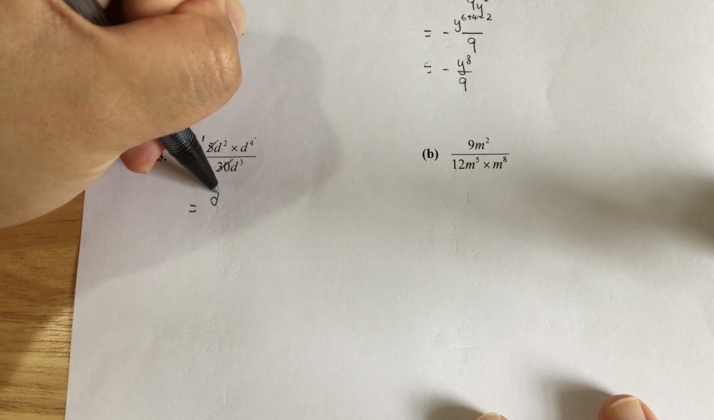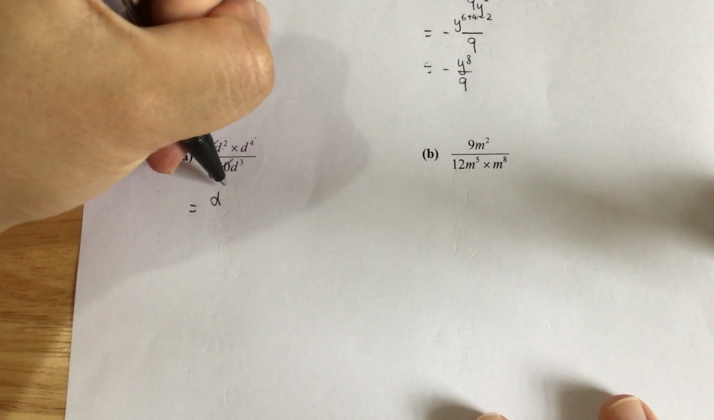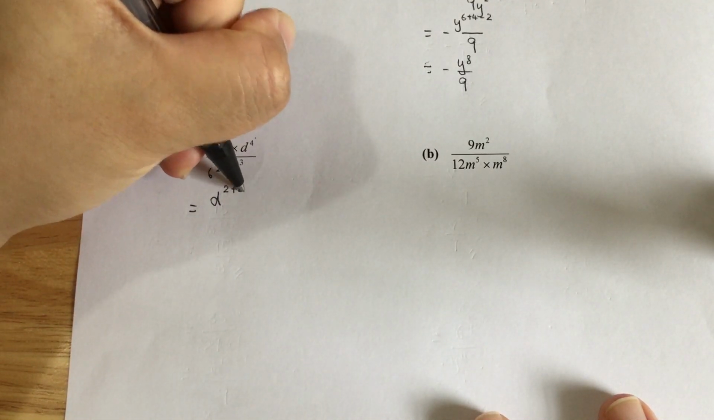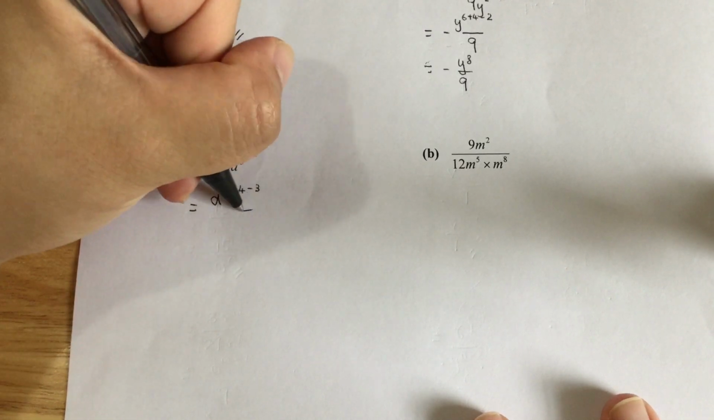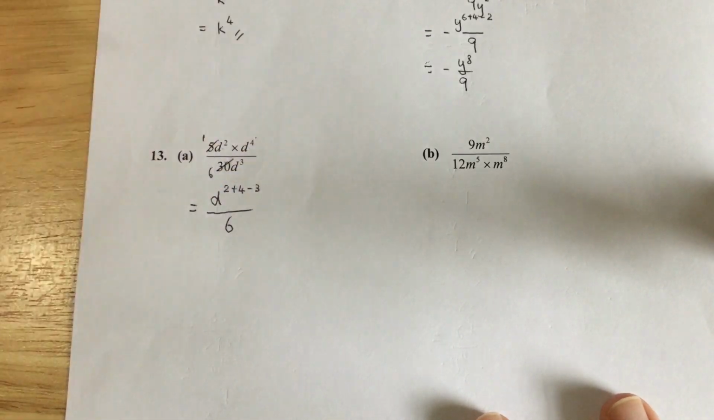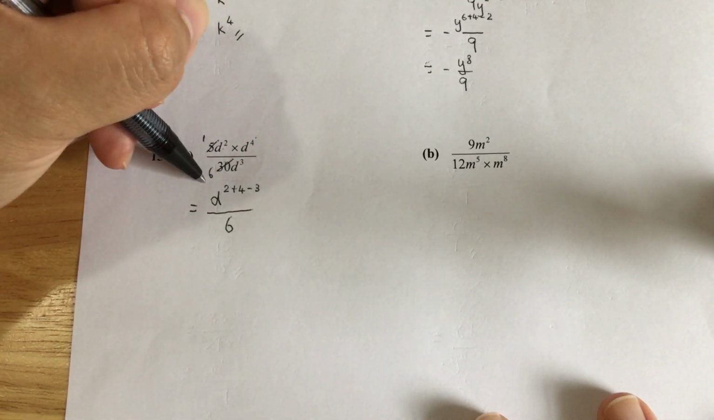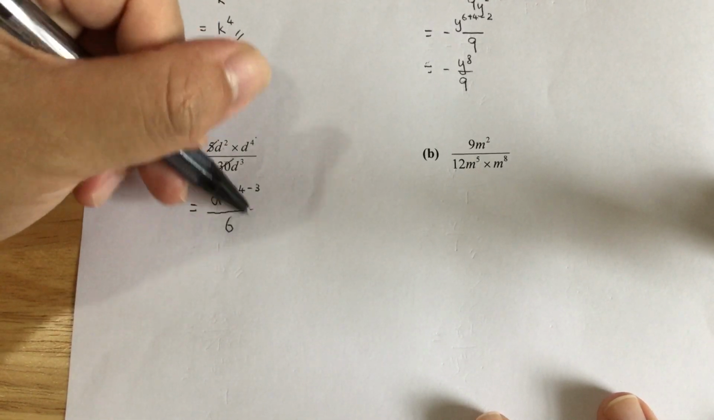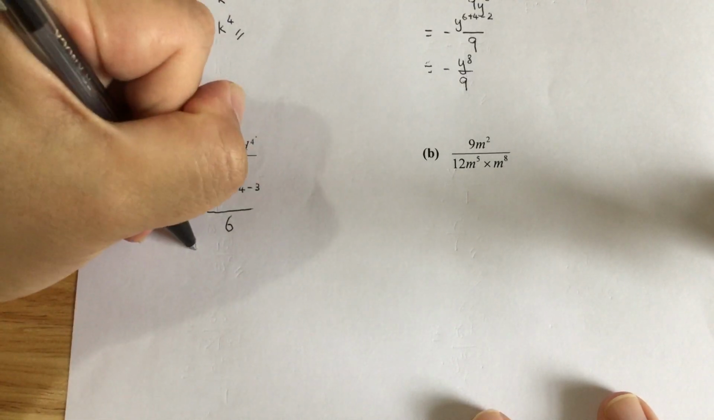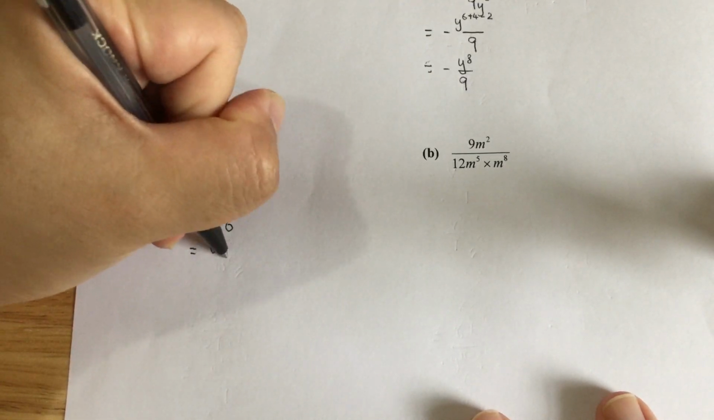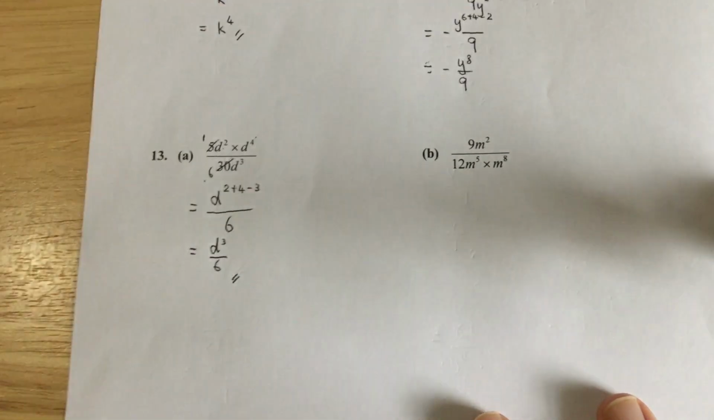So we know that we put it in the numerator: 2 plus 4 minus 3. And 6 is written down in the denominator, because every time you see 6 in the denominator, at the end it will also be in the denominator. So you will have D with the power 3 over 6 immediately.